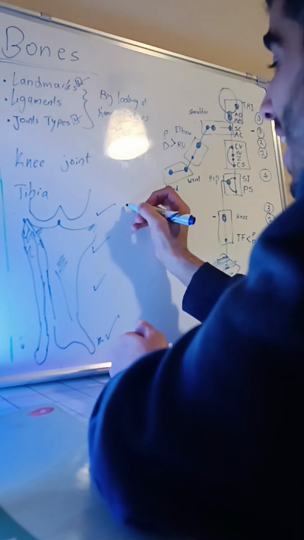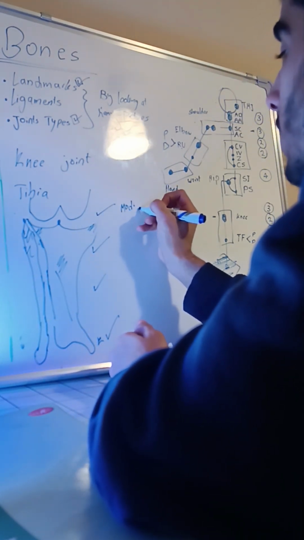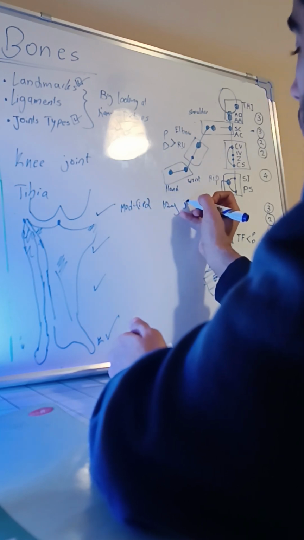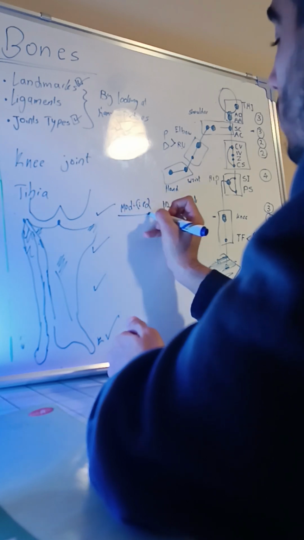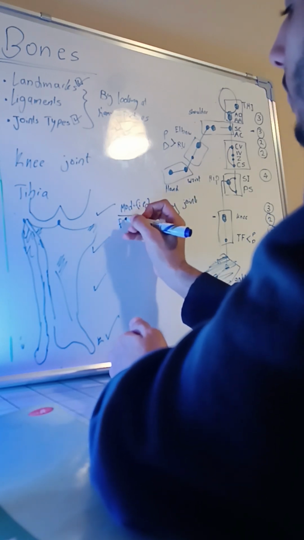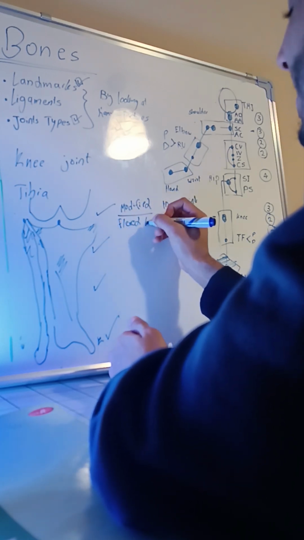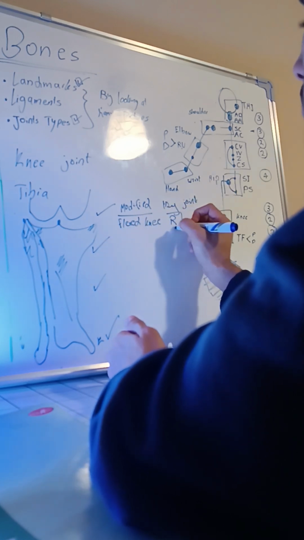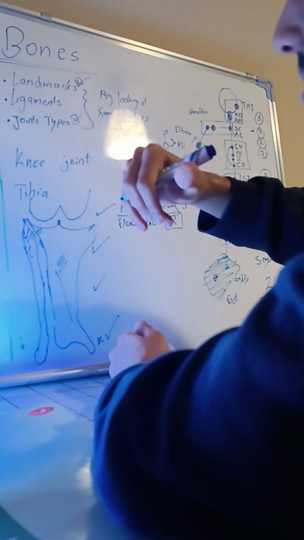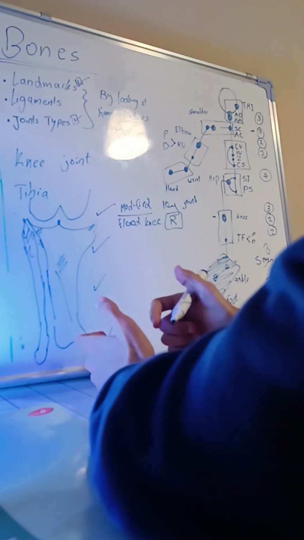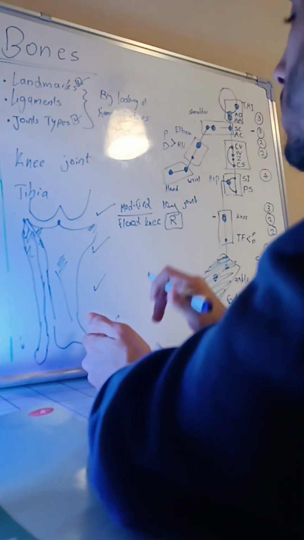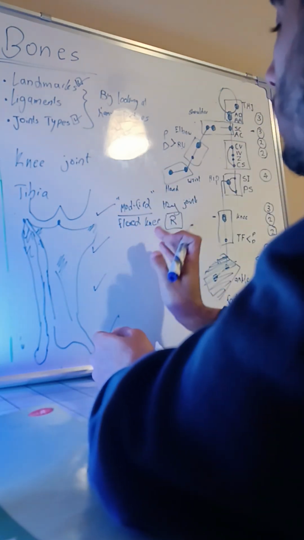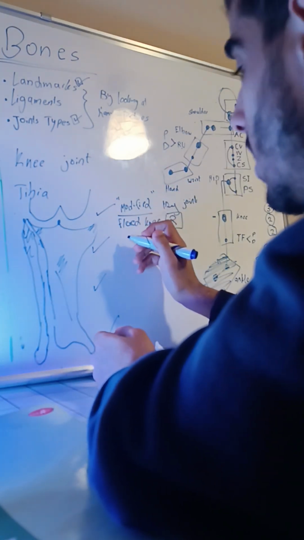So here we have modified hinge joint. Why is it called modified? Because in flexed knee position, we can have rotation. So try to flex your leg and rotate it medially and laterally. This will happen. So that's why we call it modified. But it's not a primary movement of the hinge joint because it only makes flexion and extension.